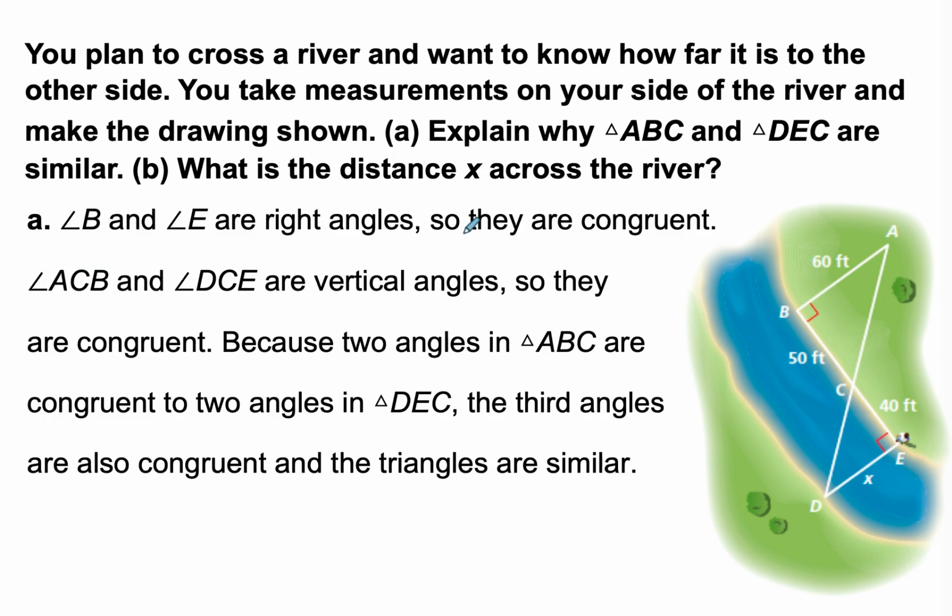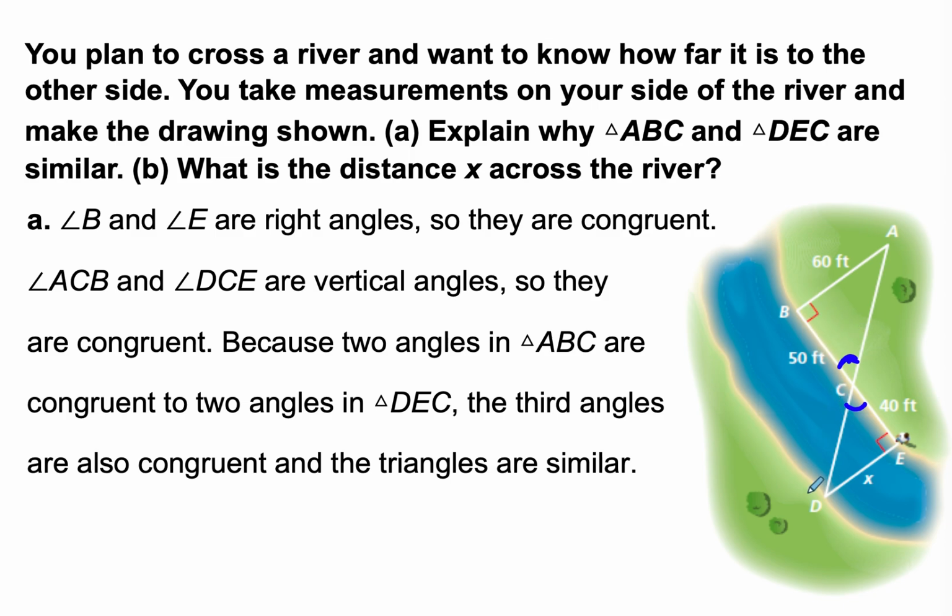So it says angle B and angle E are right angles. So they're congruent. They were marked already in the picture as being right angles. ACB, which is this one, ACB, and DCE are vertical angles, so they're congruent. We don't know how many degrees they are, but we know because they're vertical, they're congruent. Because two angles in ABC are congruent to two angles in DEC, the third angles are also congruent, so the triangles are similar. So that's how we know these triangles are similar.